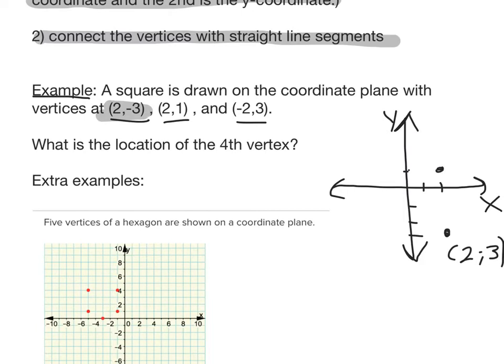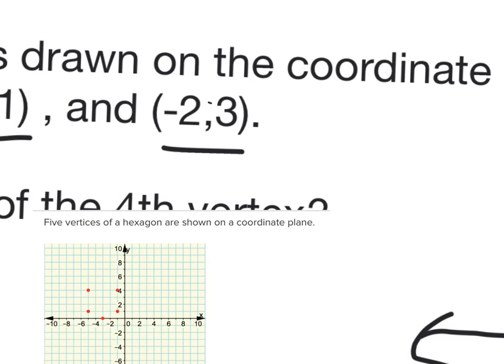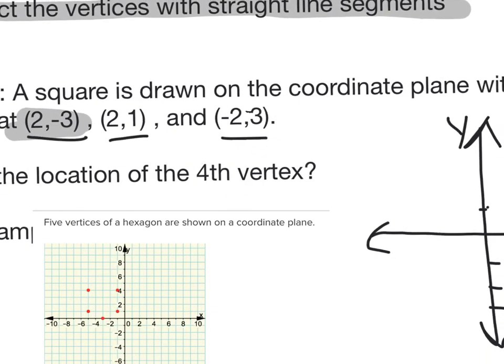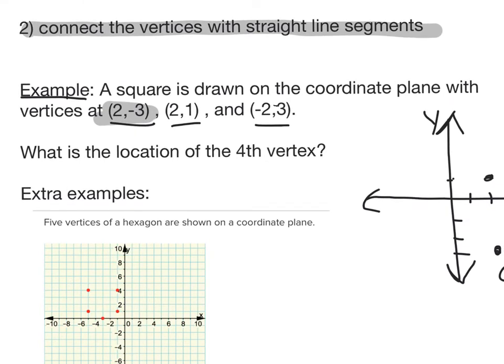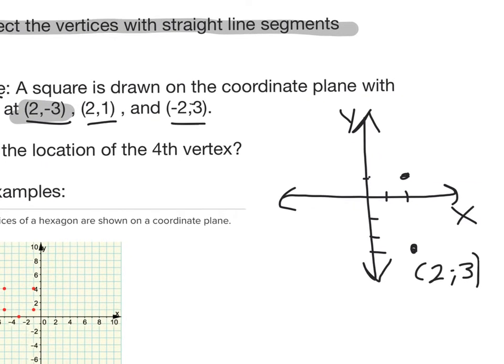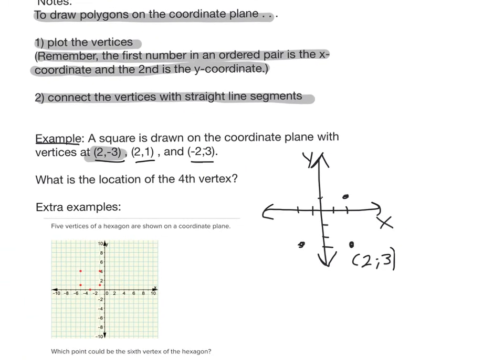(-2, 3) would make it a very difficult question. So we're going to change that 3 to a -3. (-2, -3). And now I'm going to try to line this thing back up. Okay, so it's (-2, -3). So (-2, -3) would be backwards 2 and down 3. And what's the location of the 4th vertex?